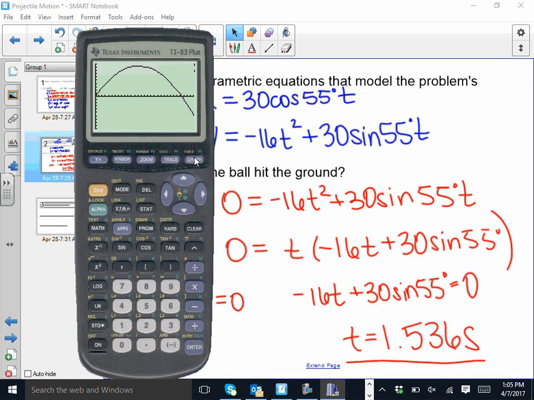Okay, that's what's happening. So what we found is right here at time 1.536 seconds, our graph hits the ground. So on these you're going to have to play around with your window in order to be able to see the entire curve if you want to. All right, I know there's one on your homework that I asked you to graph.